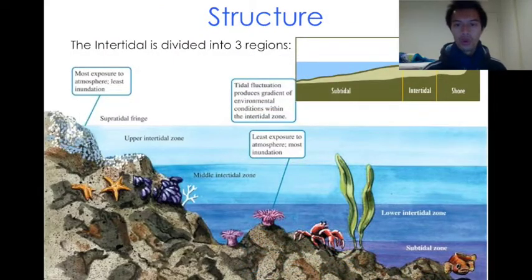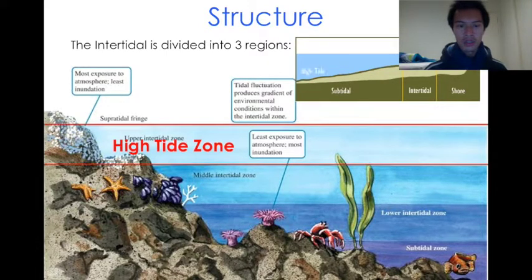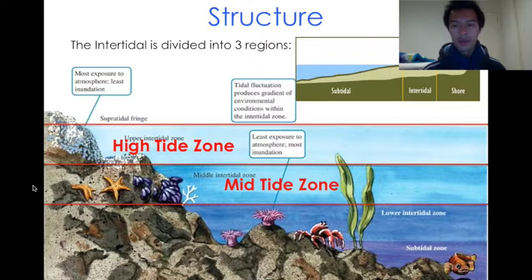Now, we divide the intertidal zone into three particular regions. Okay, those regions are the high tide zone, which is upper intertidal, and this region here, for most of the day, will actually be out of the water. It might get submerged for only a very small fraction of the time when the tide is at its peak. The mid-tide zone is right in the middle. And in this area here, you're going to be submerged for roughly about half the day, and emerged for the other half of the day, right?